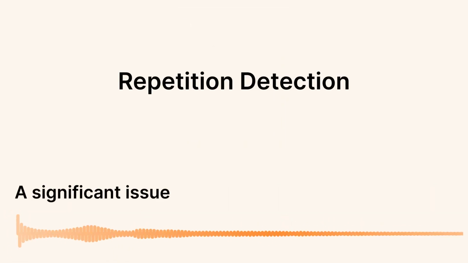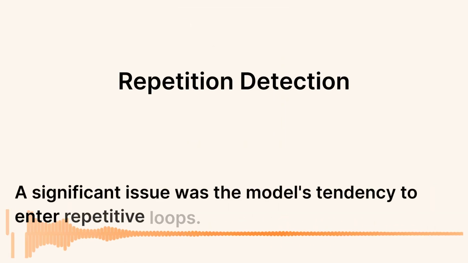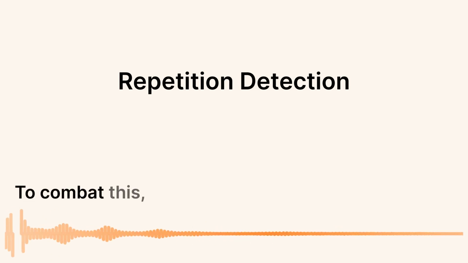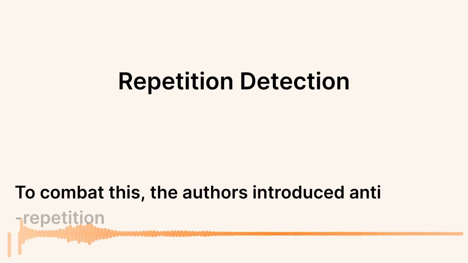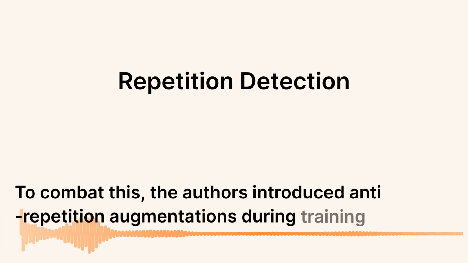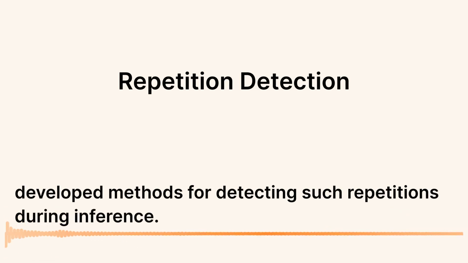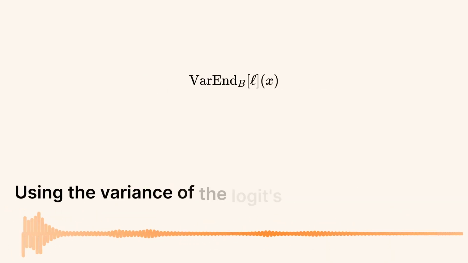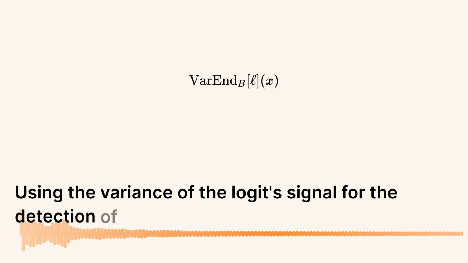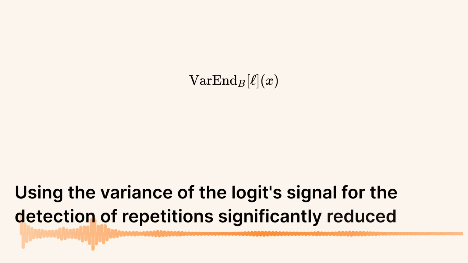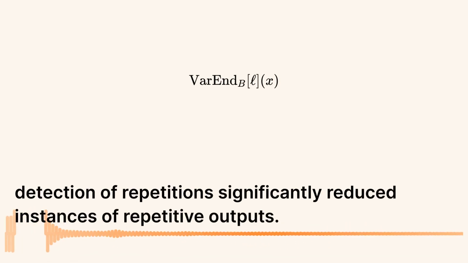A significant issue was the model's tendency to enter repetitive loops. To combat this, the authors introduced anti-repetition augmentations during training and developed methods for detecting such repetitions during inference. Using the variance of the logits signal for the detection of repetitions significantly reduced instances of repetitive outputs.